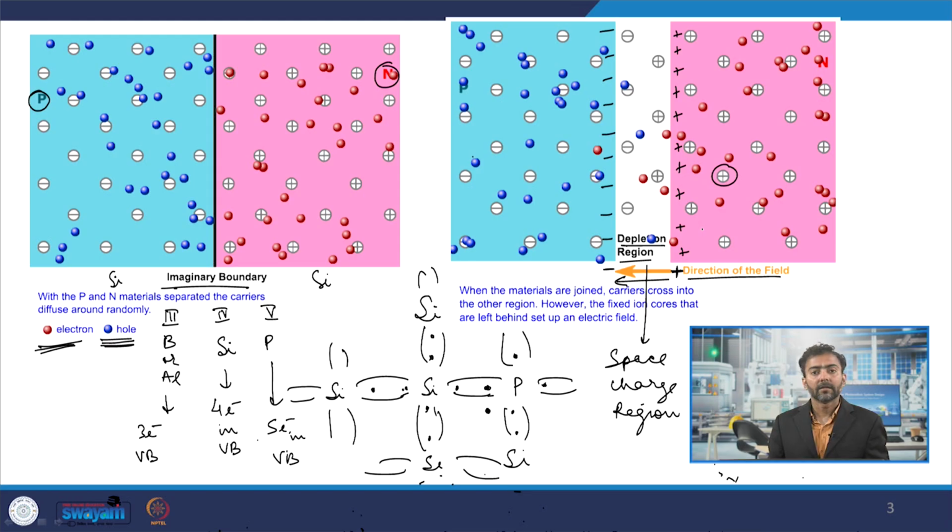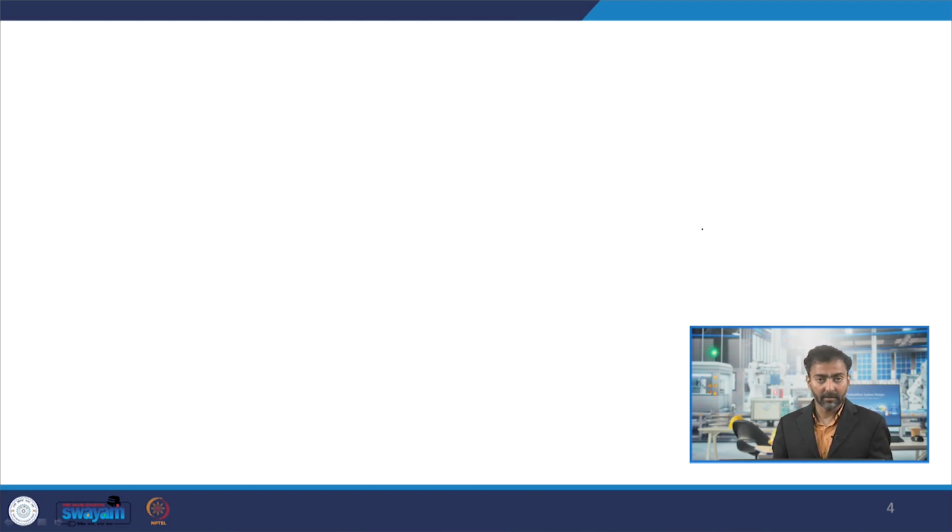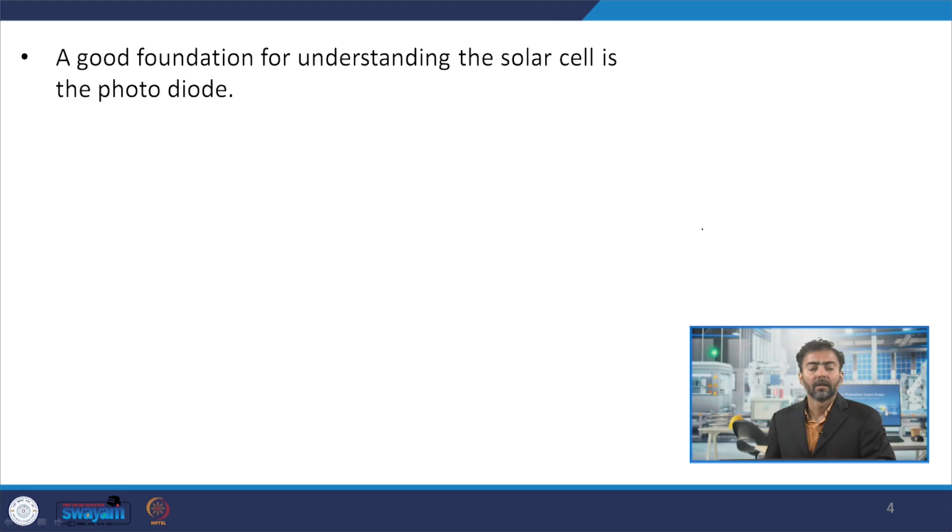Now moving ahead, let us look at some more fundamental concepts. A good foundation for understanding the solar cell is the photodiode. So we will talk about this in today's lecture. What is this photodiode, what does it mean, how does it operate, and how does it relate to its very close sister, the diode. I think all of you must have studied the diode in your fundamental physics also. So let us see a little bit more on the photodiode.